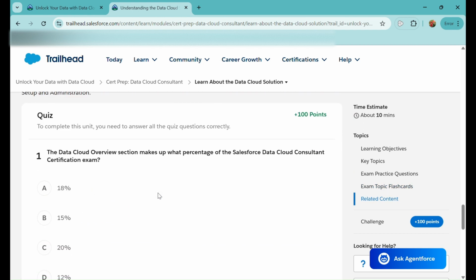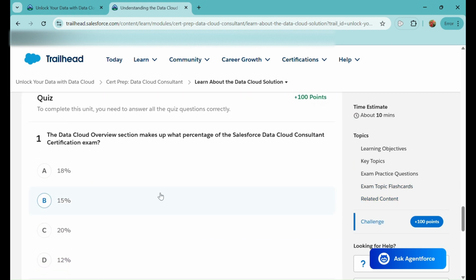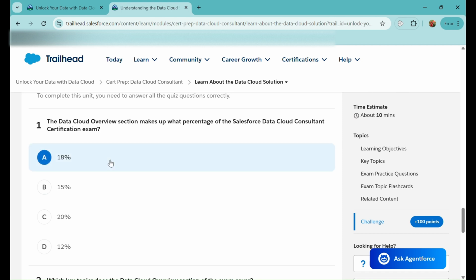Yeah, so first question is, the Data Cloud Overview section makes up what percentage of the Salesforce Data Cloud Consultant Certification exam? So it is 18%.